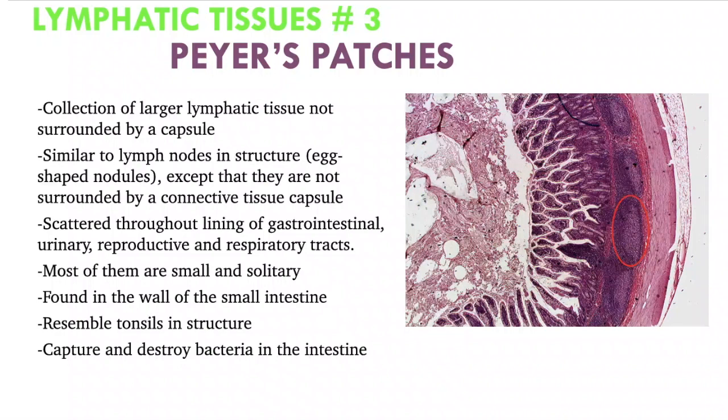It can be found in the urinary, reproductive, and respiratory tracts, but it's most commonly known for being in the small intestine. Now, many of these Peyer patches are small and solitary, kind of like the lymph nodules, and these are going to capture and destroy bacteria in the intestine.